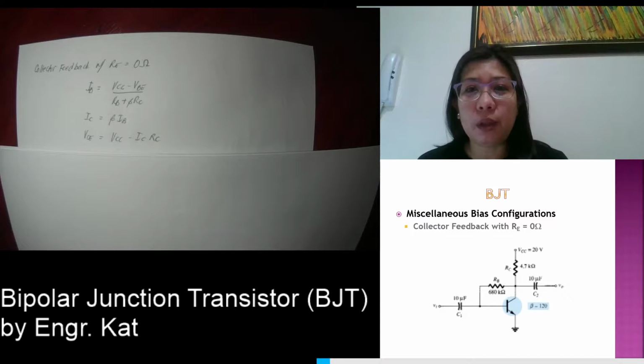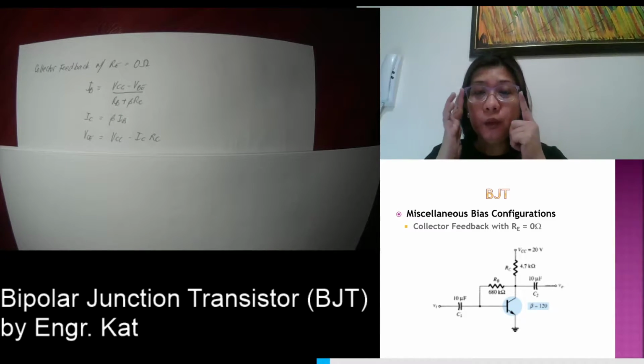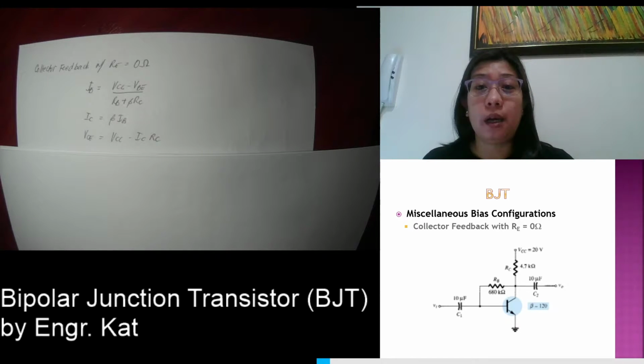So for today, we will just discuss that even though there is a slight difference in the circuit, the approach will still be the same. So let us start with, so this will be called the miscellaneous bias configuration. So we will be starting with the collector feedback with its emitter resistance equivalent to 0 ohms.